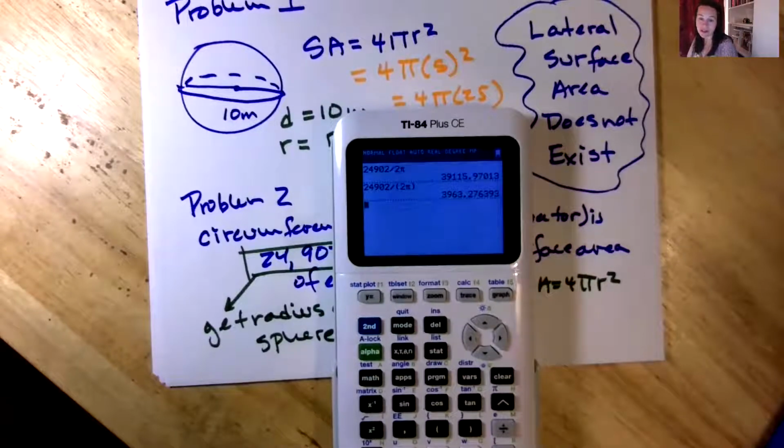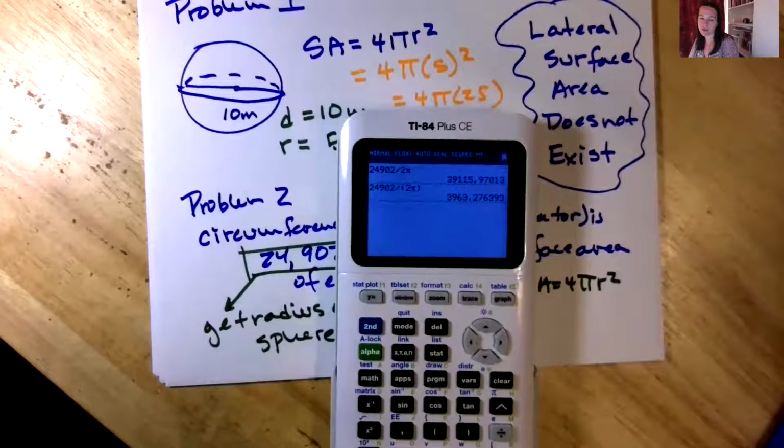So what happens is, if you don't put that 2 pi in parentheses, this is something you need to watch out for, your calculator is going to divide by 2 and multiply by pi. You have to use those parentheses to make sure your calculator knows the correct order of operations.